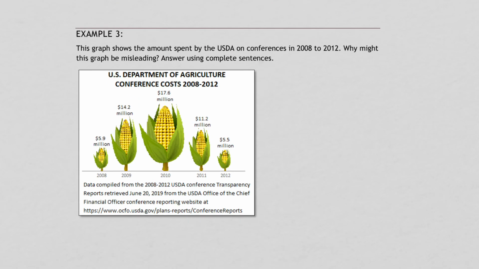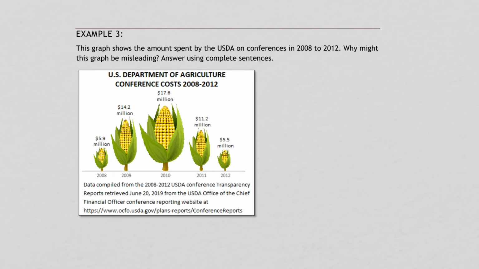Okay, and then example 3, let's look at misleading graphs. These are easier to talk about. So this graph shows the amount spent by the USDA on conferences in 2008 to 2012. Why might the graph be misleading?